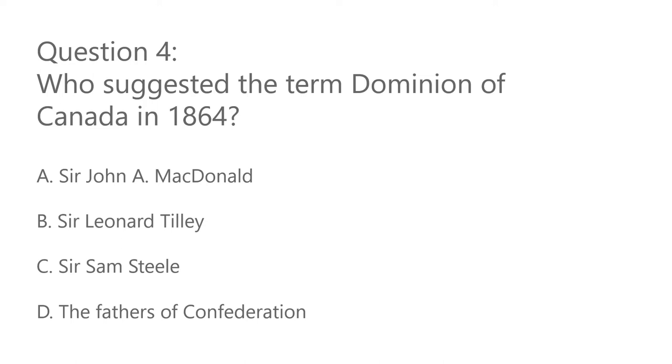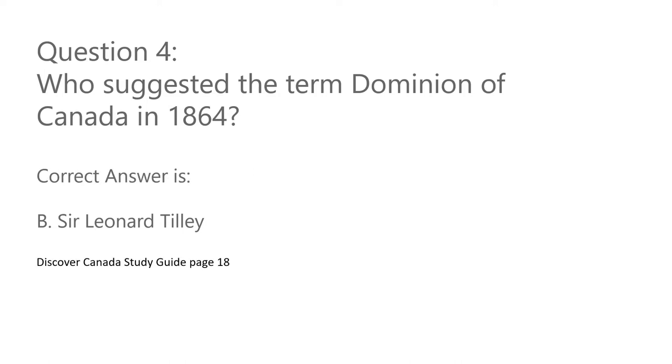Question 4. Who suggested the term Dominion of Canada in 1864? A. Sir John A. Macdonald. B. Sir Leonard Tilley. C. Sir Sam Steele. D. The Fathers of Confederation. Correct answer is B. Sir Leonard Tilley. Discover Canada Study Guide, page 18.